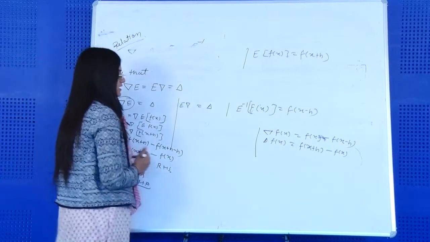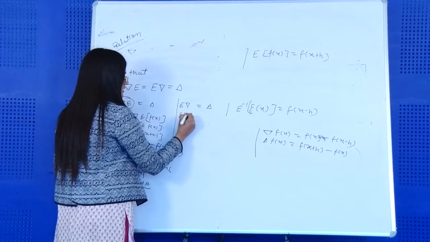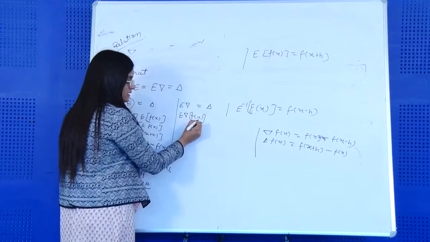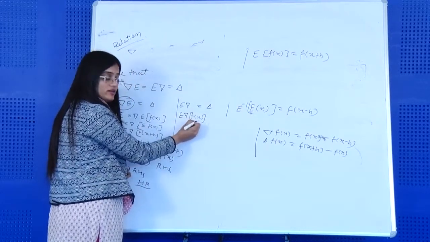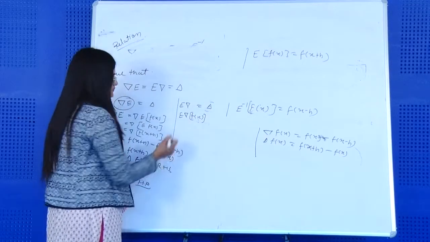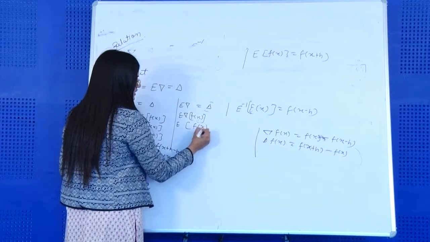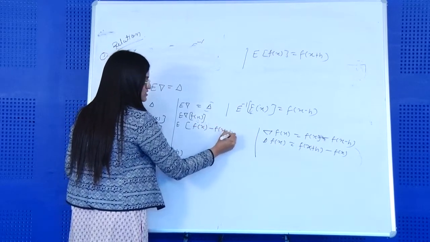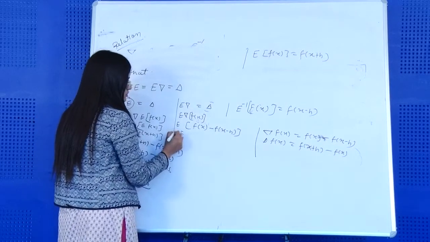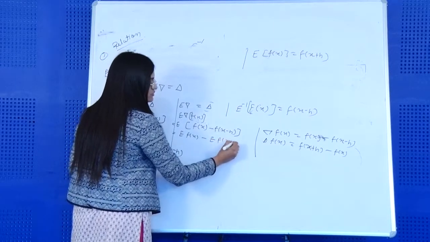In the second part, again I start with the same procedure. E nabla f of x. First I apply nabla, then I apply the shift operator to get the delta part, right? In this part I get f of x minus f of x minus h. Here by the distributive law, E of f of x minus E of f of x minus h.